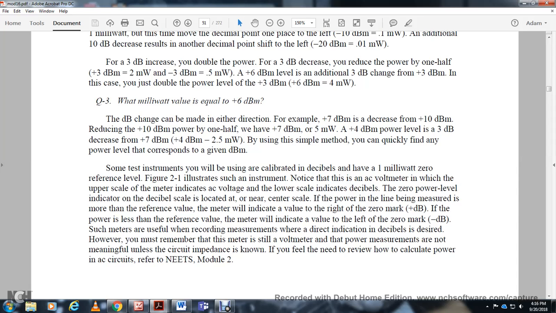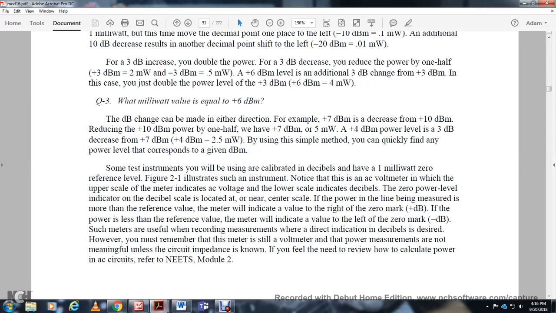Some test instruments use calibrated decibel milliwatt scales, with the zero reference level at 1 milliwatt. Figure 2-1 illustrates the scale of such an instrument. Note that the AC voltmeter's upper scale indicates AC volts, and the lower scale indicates decibels. The zero power level indicator of the decibel scale is located near the center of the scale. If the power level of the line being measured is more than the reference value, the meter indicates a value to the right of the zero mark, a positive decibel value.